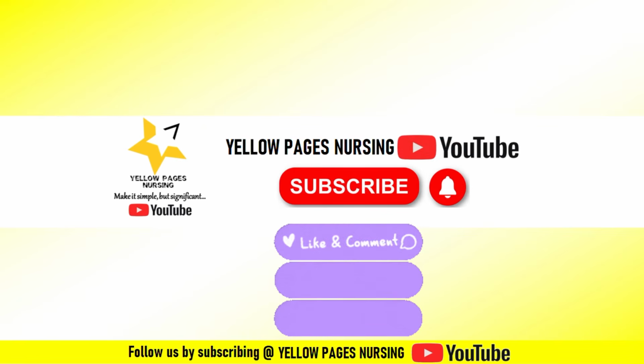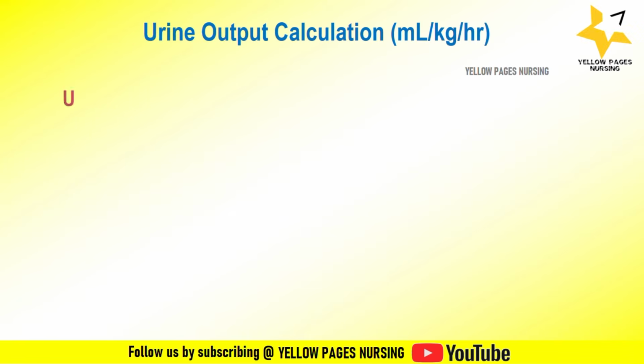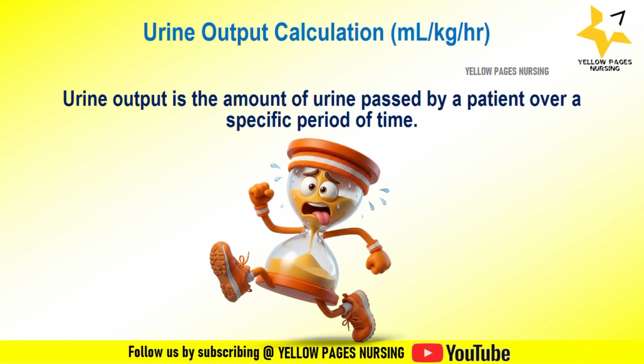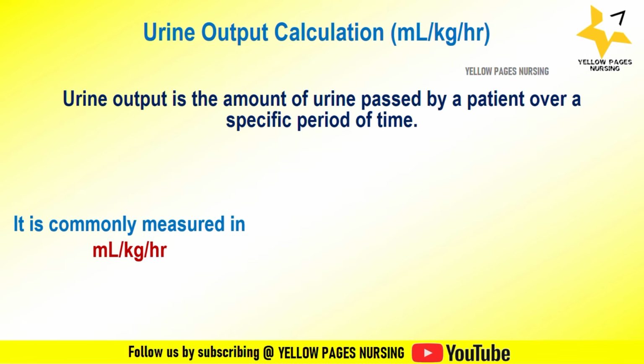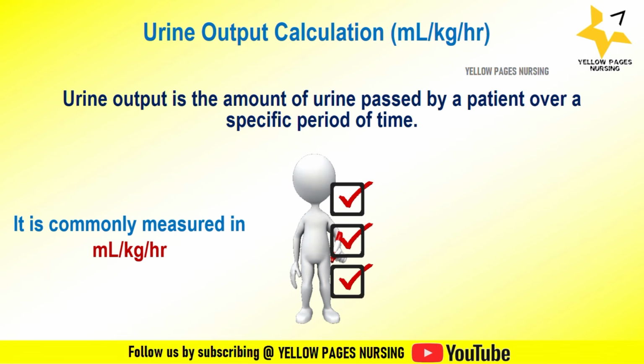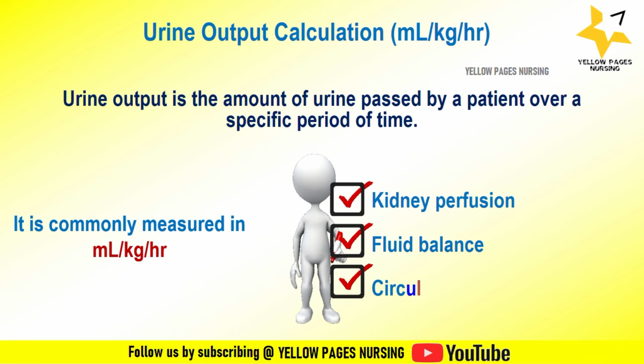Let's get started. What is urine output? Urine output is simply the amount of urine a patient passes over time. But in nursing practice, we don't just write 400 ml. We calculate it commonly as ml per kg per hour. Why is it so? Because a 50 kg patient and a 100 kg patient cannot be assessed the same way. Weight matters, and hence it is measured in ml per kg per hour. This also helps to assess kidney perfusion, fluid balance, and circulatory status.